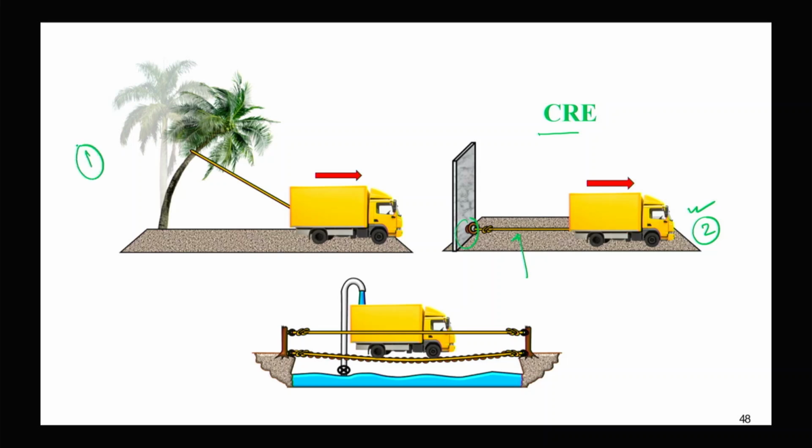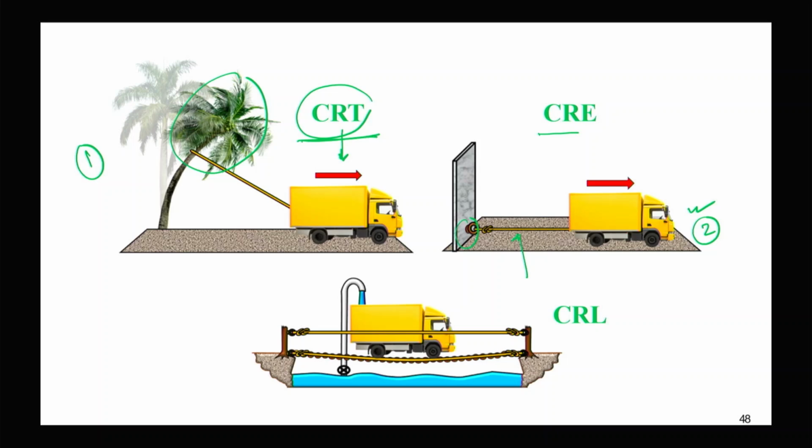And in story 1, the truck is moving at a constant rate, but the elongation is not constant, because some portion of the elongation is actually consumed by the bending of the palm tree. So although the truck is moving at constant speed, the extension is not constant. That's why we can term it as constant rate of traverse.